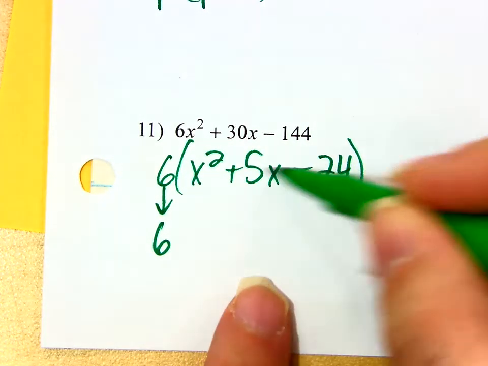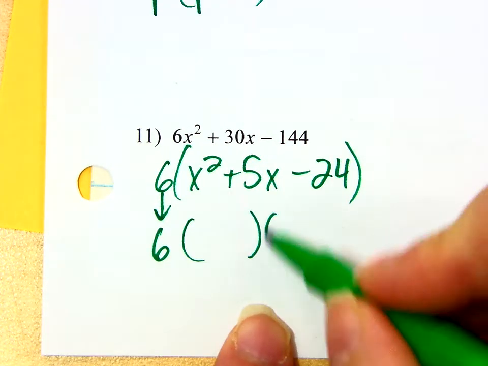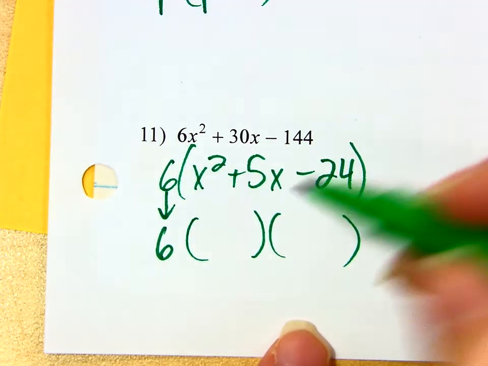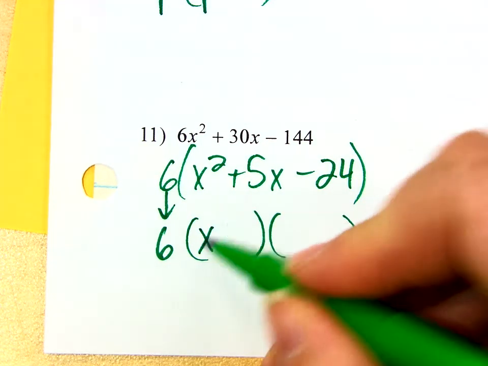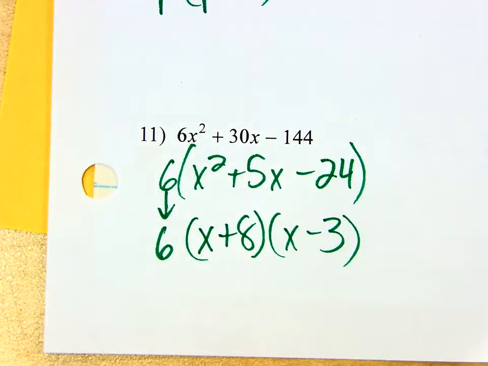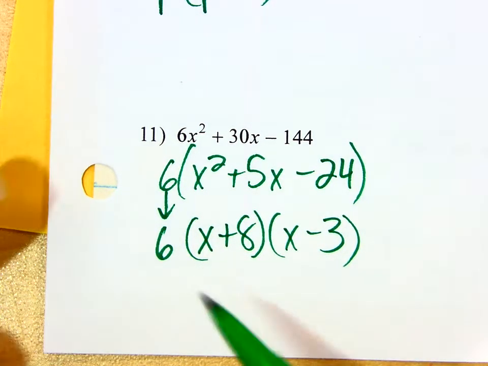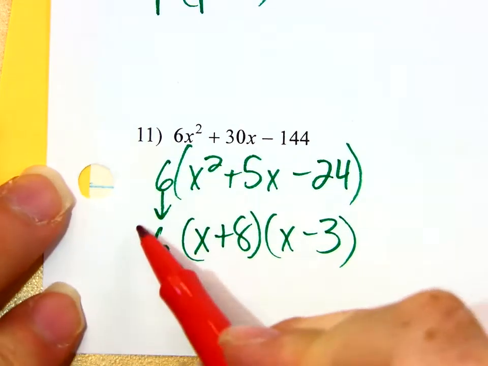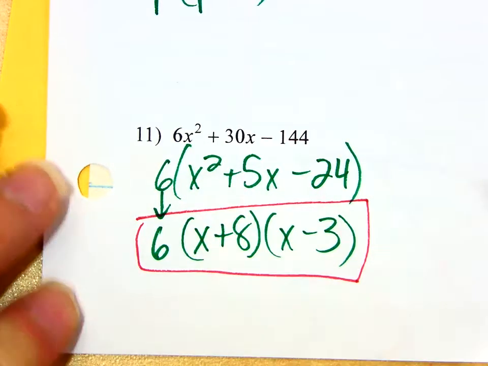Now I'm just looking at what's in the parentheses, and now I'm going to factor that. A is 1, so I need factors of negative 24 that add to be a positive 5. Those would be a positive 8 and a negative 3. There you go. So this entire thing here, all of this is your answer line.